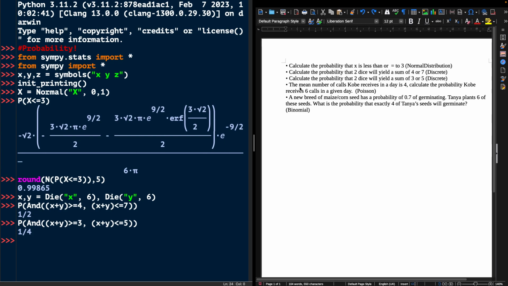So the next question. So the mean number of calls that Kobe receives in a day is 4. So calculate the probability that Kobe receives six calls in a given day. Right. So I'm gonna create a formula. So def then poisson. Excuse me, French. Right. So return. Okay. So mu, that's the mean.